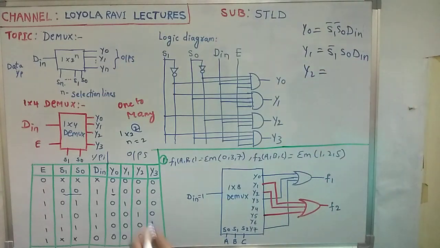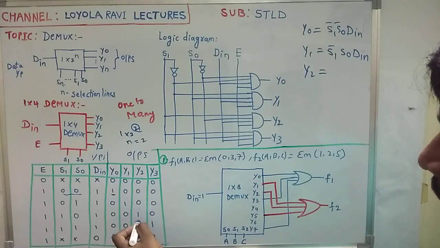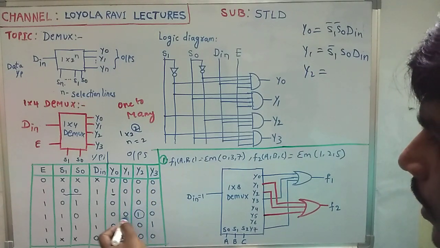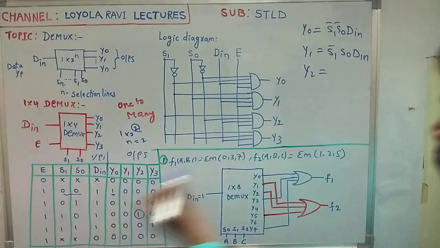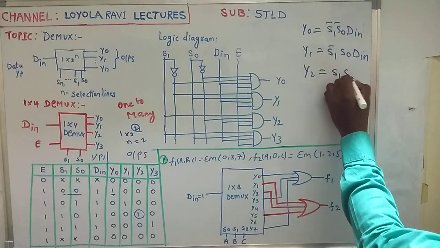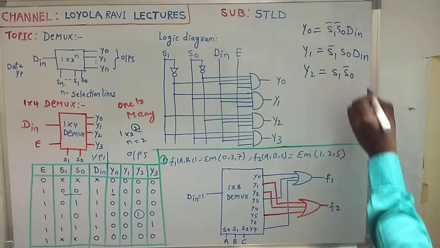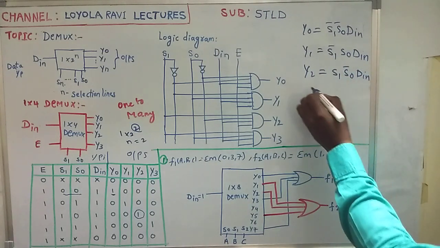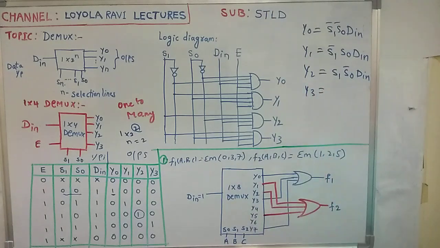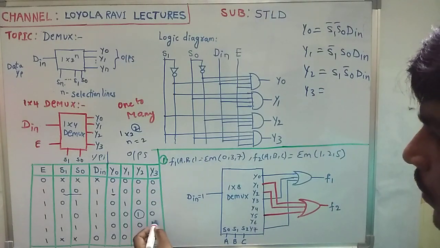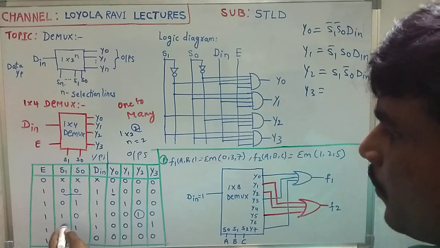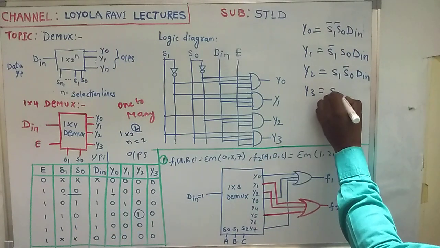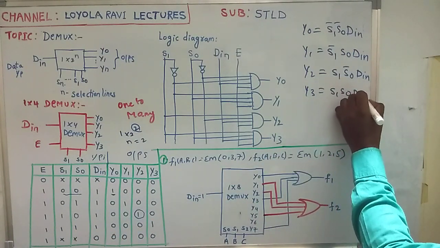Then go for Y2. Similarly, Y2 is high here only. In this case only Y2 is high. Corresponding inputs are 1 0. 1 is nothing but S1, 0 is S0 bar, and data is high, that is D in. Then go for Y3, the last case, where both are high. So here we are getting high. Corresponding inputs are 1 1. S1 is 1, S0 is 1, and D in.